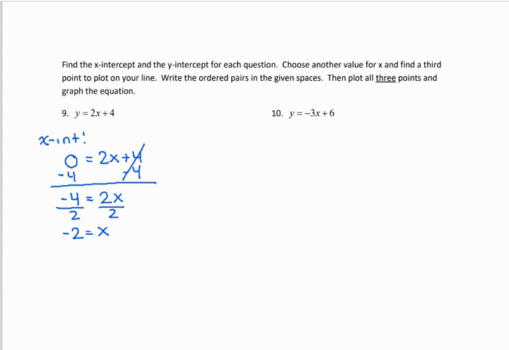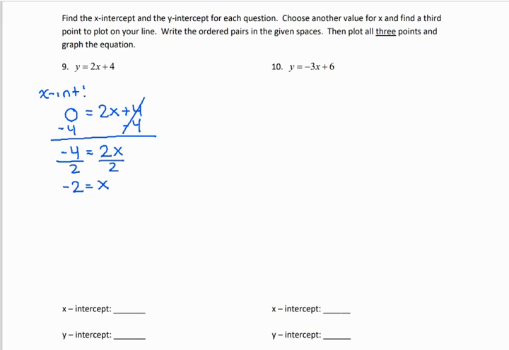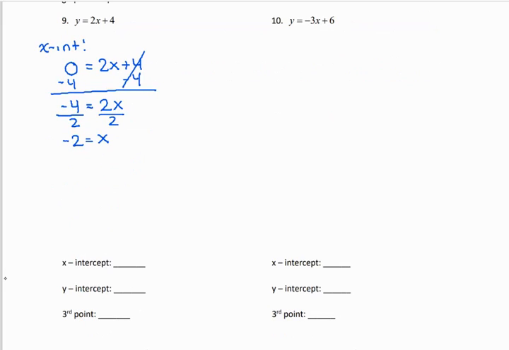Okay? So let's write that as an ordered pair. We're going to write that right down below where it says x-intercept. So we got negative 2 equals x. That means negative 2, 0. Questions? Okay, next I'm going to find my y-intercept.